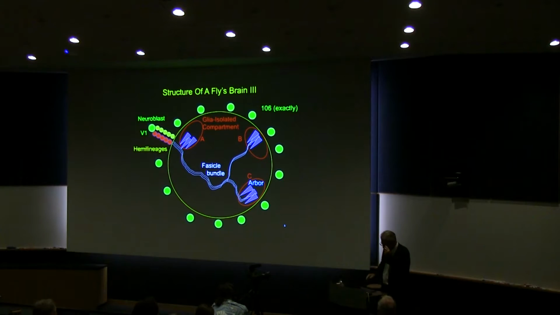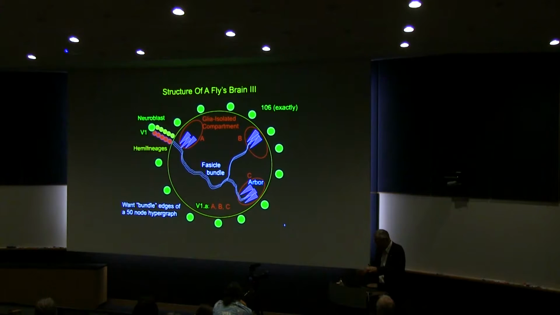So basically, in some sense, this is all good news because it means that if we want to have some understanding of this brain, we just basically need to understand this hypergraph. You know, hemilineage V1A basically integrates from glial compartment A and projects into B and C. I mean, that would be already a pretty interesting model.